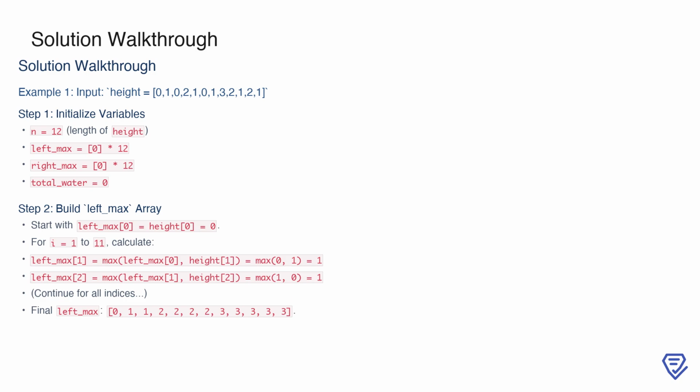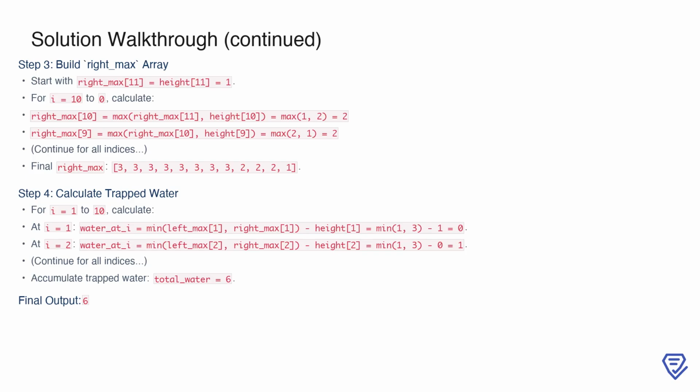Next, we build the left_max array. This array keeps track of the highest barrier encountered so far as we iterate from left to right. For example, at index 1, the maximum height between left_max[0] and height[1] is calculated as 1. Similarly, at index 2, the maximum between left_max[1] and height[2] is also 1. This process continues for each index until we complete the array, which results in the final left_max array 0, 1, 1, 2, 2, 2, 2, 3, 3, 3, 3, 3. This array will now help us calculate the trapped water at each position in the next steps.